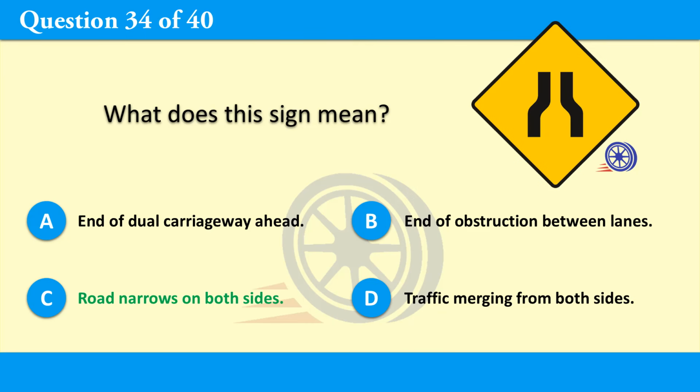Correct answer, C. Road narrows on both sides. Explanation: this roadworks warning sign tells you that the road narrows on both sides, creating a potential hazard. Be prepared to slow down and drive with extra care.